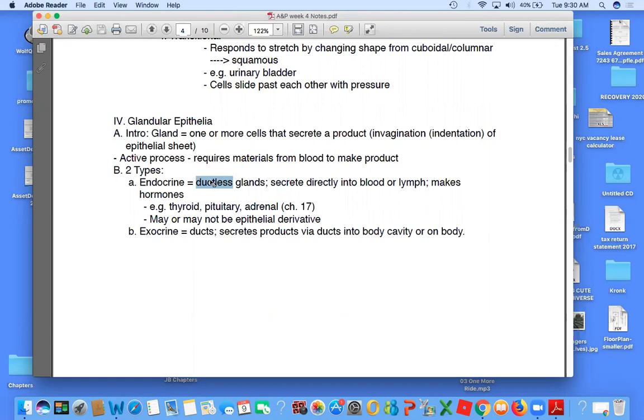Endo, no duct. And it makes hormones and secretes stuff right into the blood or lymph. The thyroid, the pituitary, the adrenal gland, all in another chapter at another time we're going to get into. That's ANP2. We actually start ANP2, and hopefully you guys want to sign up for ANP2. ANP2 starts with the endocrine gland. We have a good number of people signed up, 8. So it's going to be a smaller class, which is always nicer. But endocrine is talking about hormones.